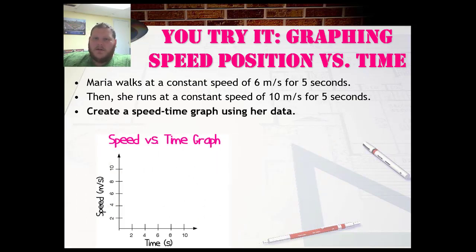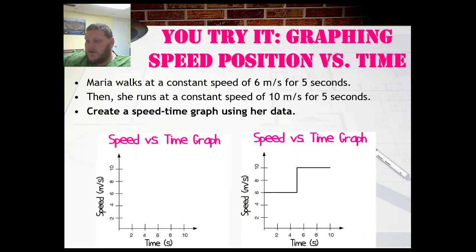If we were asked to create a speed time graph using her data, the speed versus time graph we are going to be creating, for the first 5 seconds we can see that she's running at 6 meters per second, and then all of a sudden she jumps up in the second set of 5 seconds, from 5 until 10, to a speed of 10 meters per second.